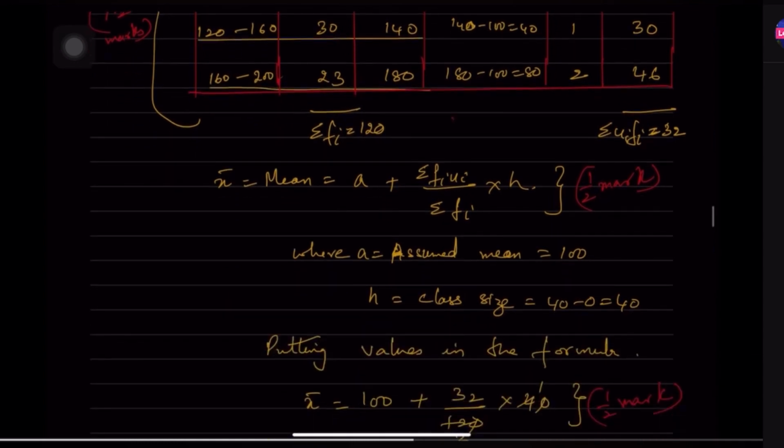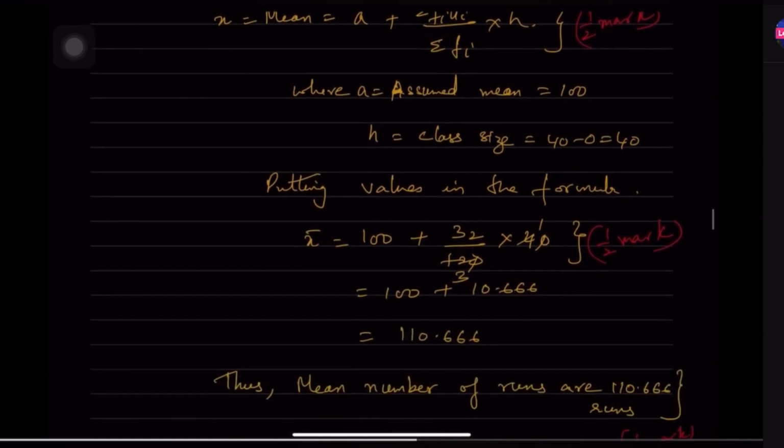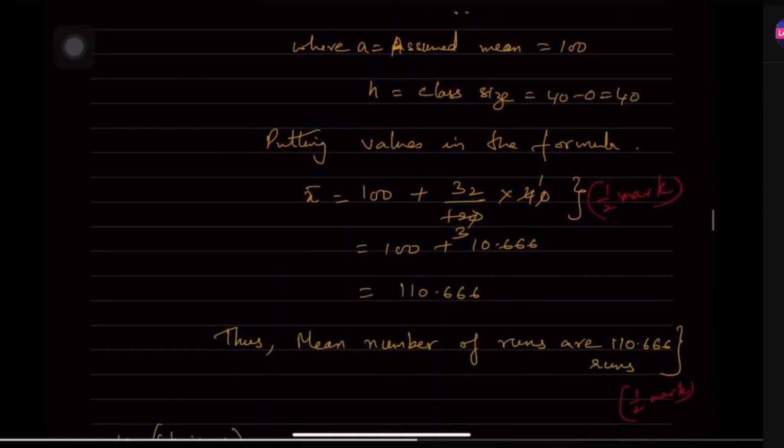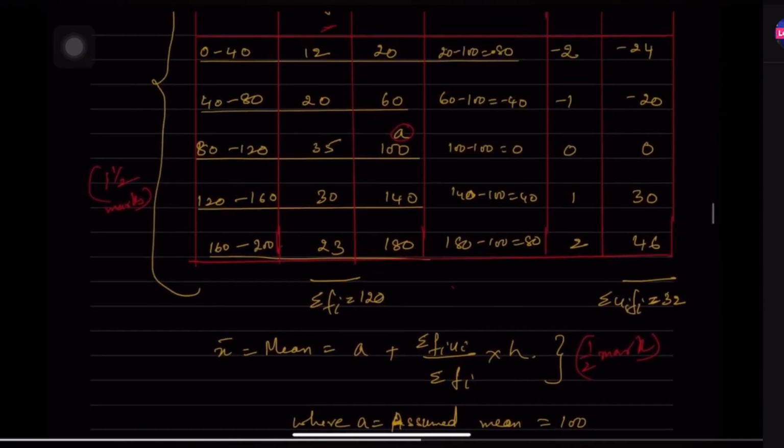So now X bar, the mean, is equal to A plus sigma Fi Ui divided by sigma Fi into H, where A is the assumed mean, which is equal to 100. Here H is the class size, 40 minus 0, which is equal to 40. Putting values in the formula, x bar is equal to 100 plus 32 by 120 into 40, which is equal to 100 plus 10.6666, which is equal to 110.666. So thus the mean number of runs is 110.666 runs.